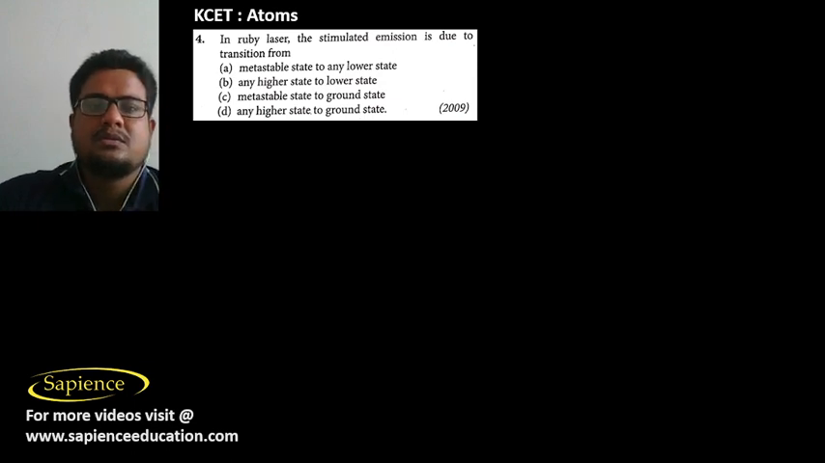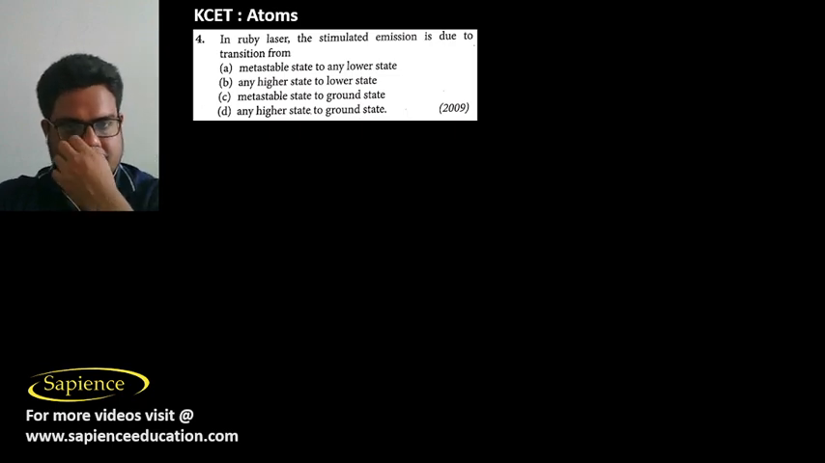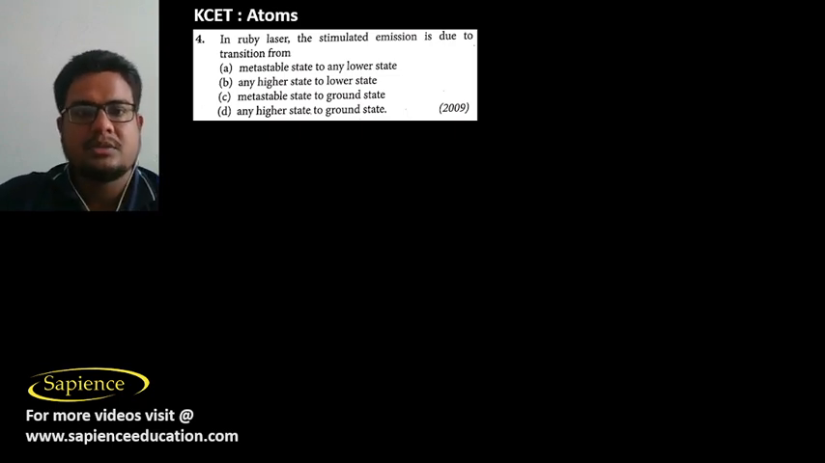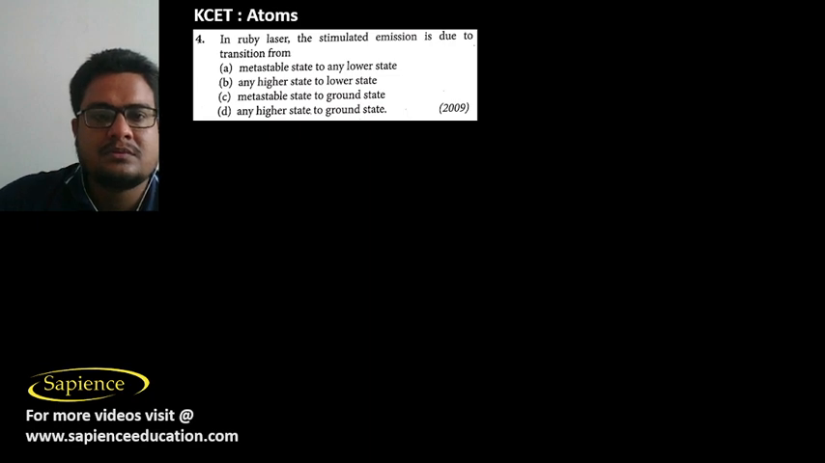Question number 4 says that in a Ruby laser the stimulated emission is due to the transition from a metastable state to the ground state. So option C is the correct answer.